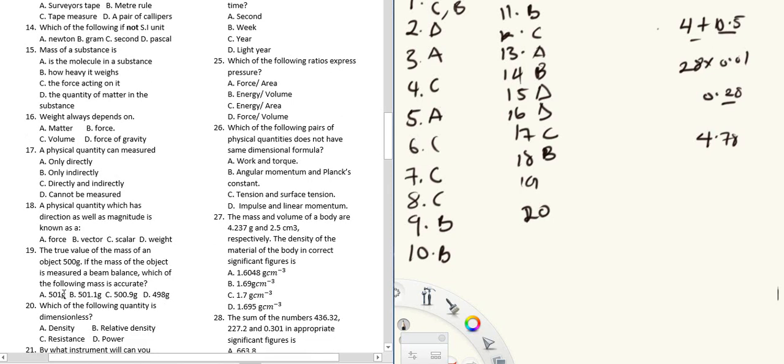So if you have this as a true value, and we are talking about accuracy, accuracy is the closeness of a measurement to a true value. So which of these is very close to 500 grams? You can see that this one is 501, not too close. 501.1, a little far even from this. And then you have 500.9, which is very close. So here the difference is very small, 0.9. That is the addition here. Over here the subtraction is 2. So we choose C because that is very close among all the figures we have there, compared to the rest.